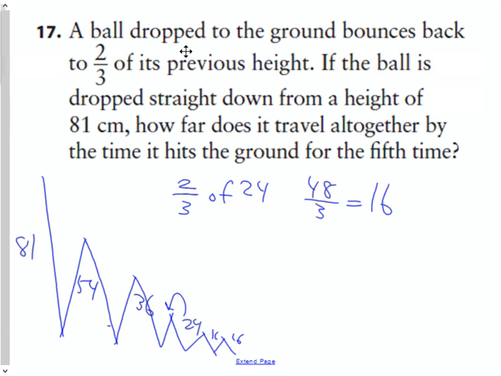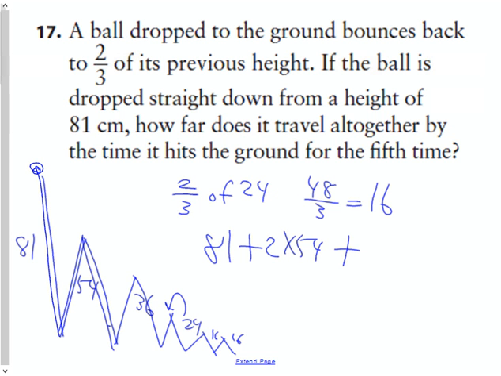It bounced 81 plus how many 54s did it travel? No, it went 54 up this way and then 54 down this way. So 2 times 54, didn't it? Well, it says how far does the ball travel altogether? So it started here. It traveled 81 centimeters. It bounced up 54, which is 2/3 of that. And then it just fell down another 54. Then it bounced up how far? 2 times 36, correct? 36 up, 36 down.